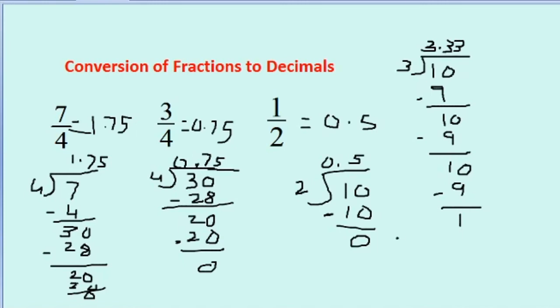We can write it as 3.33 and put a mark here. This means that 3 will be repeating itself. This means repeating mark. Or you can round it off to the next number, like you can write it as 3.34. Okay, this is known as rounding off.